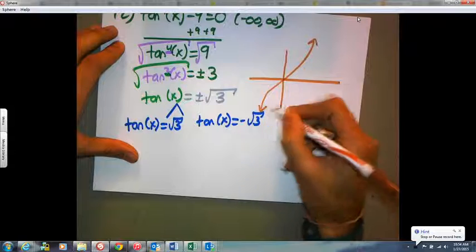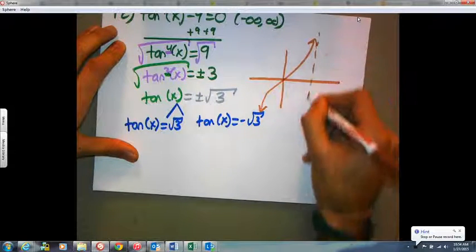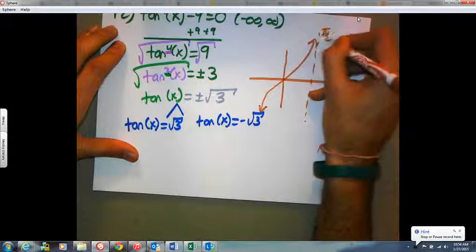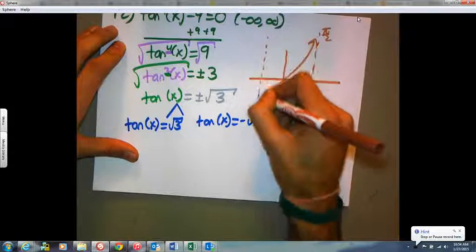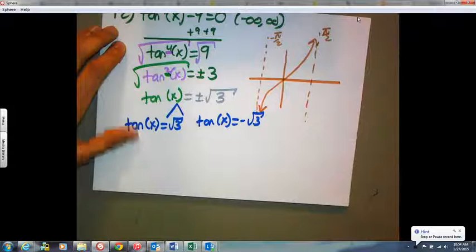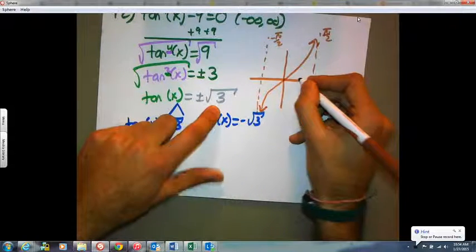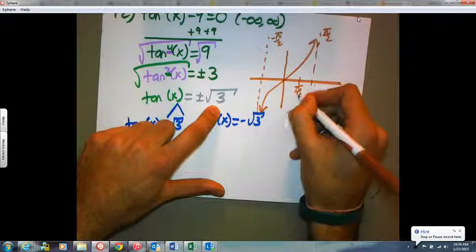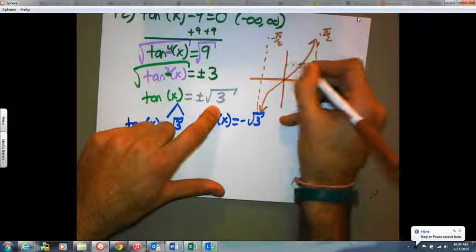Remember we have an asymptote here at pi over 2. Remember we have an asymptote here, negative pi over 2. Remember, we always said, remember the asymptotes, and just remember one more point. Pi over 4 has a tangent of 1.